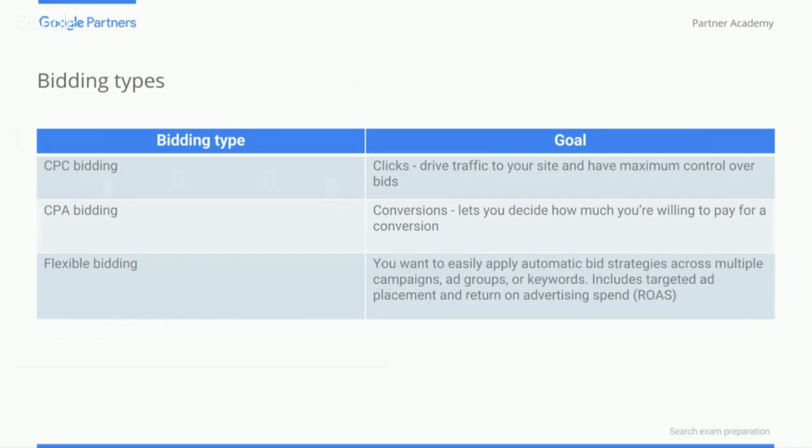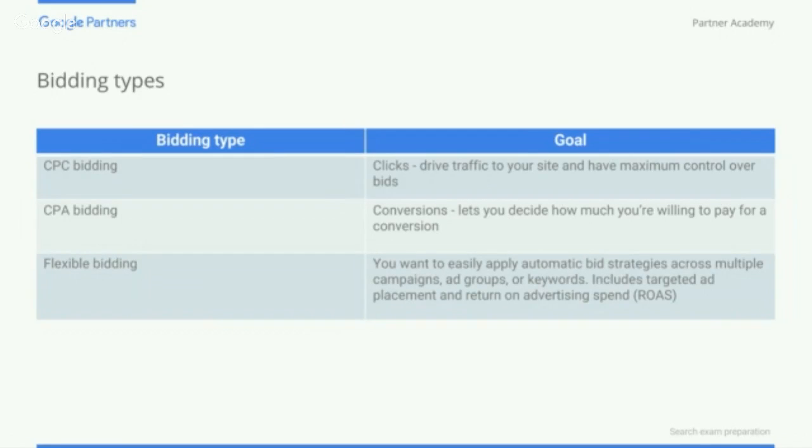Choosing the type of bidding you want to use is going to be another really big decision that you need to make in your campaign beyond the actual campaign type. There's lots of different types, but at a high level, we have cost per click bidding, which is the CPC bidding. CPA bidding is cost per action. And then flexible bidding are these other bidding strategies that allow you to set certain strategies across multiple campaigns or ad groups. And a lot of times these are focused on targeting a specific return on investment.